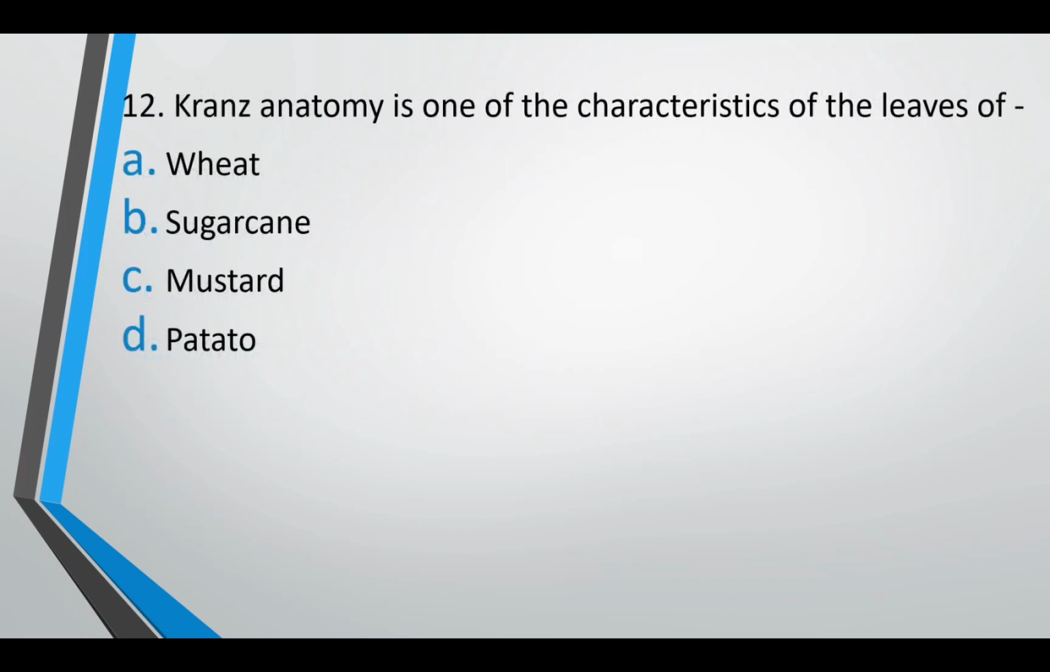Question number 12. Kranz anatomy is one of the characteristics of the leaf of wheat, sugarcane, mustard or potato. The correct answer is option B, sugarcane.